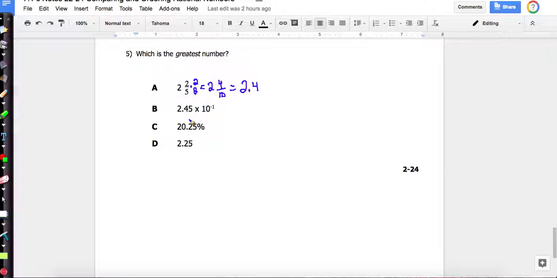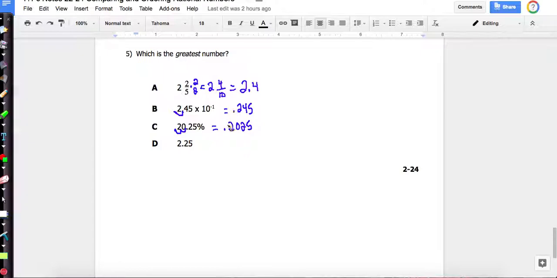What does that negative 1 tell me? Move 1 to the left. So it's 245 thousandths. Okay, how do I change a percent to a decimal? Move it 2 to the left, 1, 2. So this would be 2,025 ten-thousandths. And the last one already is a decimal.